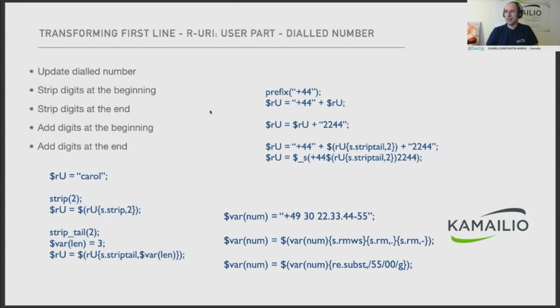Pseudo variables are this $ and then an alphanumeric ID following it, and usually are referencing parts of the SIP message. So $rU, with uppercase U, is the user part of the request URI, and you can use plus to concatenate. Then you can use transformations for doing different operations like stripping from the beginning or from the tail of the value, like I have in this example.